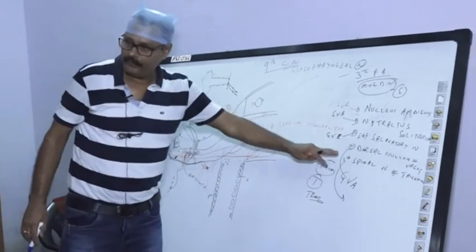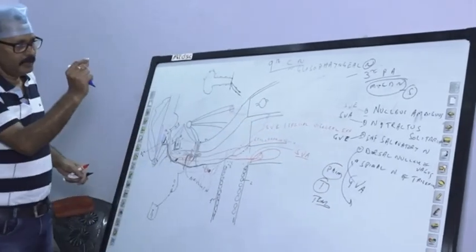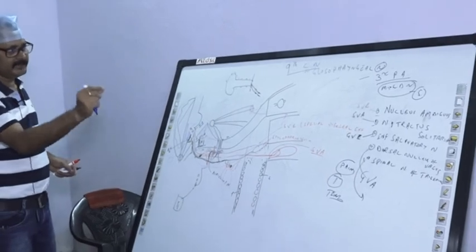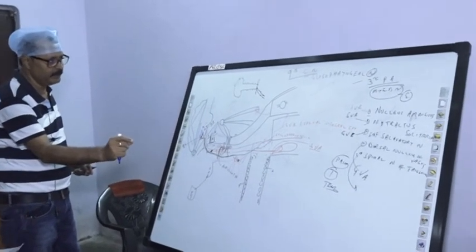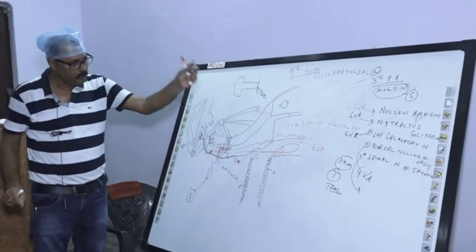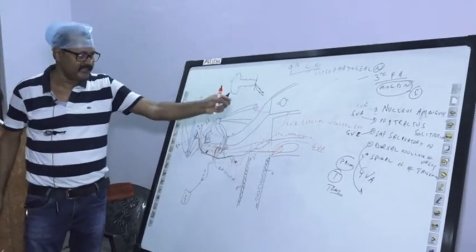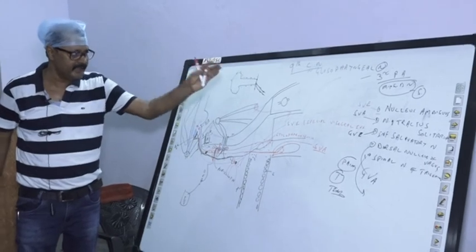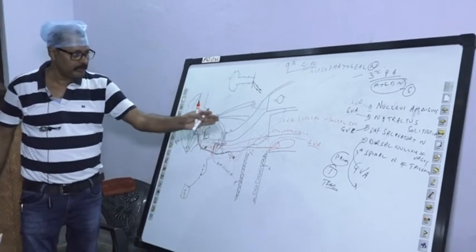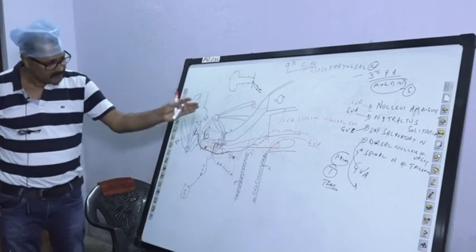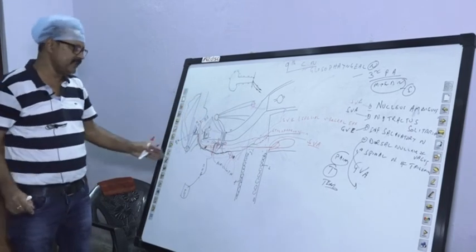We have got the five nuclei. They are the nucleus ambiguus, tractus solitarius, inferior salivatory nucleus, dorsal nucleus of the vagus, and the spinal nucleus of the trigeminal nerve. Nucleus ambiguus is responsible for the SVE fiber, tractus solitarius SVA, inferior salivatory nucleus GVE, dorsal nucleus of the vagus nerve GVA, and the spinal nucleus of the trigeminal nerve.